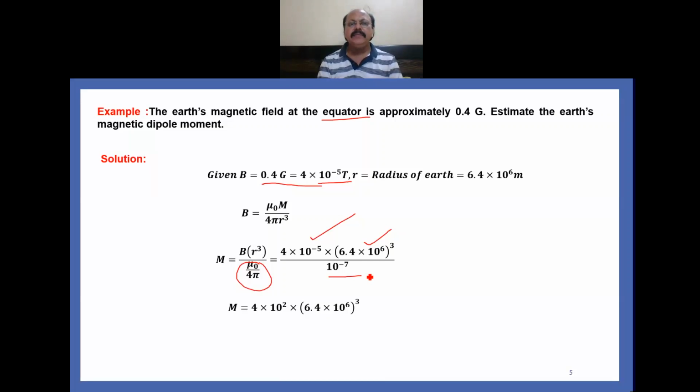What will we get? M = 4 × 10^2 × (6.4 × 10^6) whole cube. Further you solve it and you will get finally M = 1.05 × 10^23 ampere meter square. So this is the magnetic dipole moment of Earth.